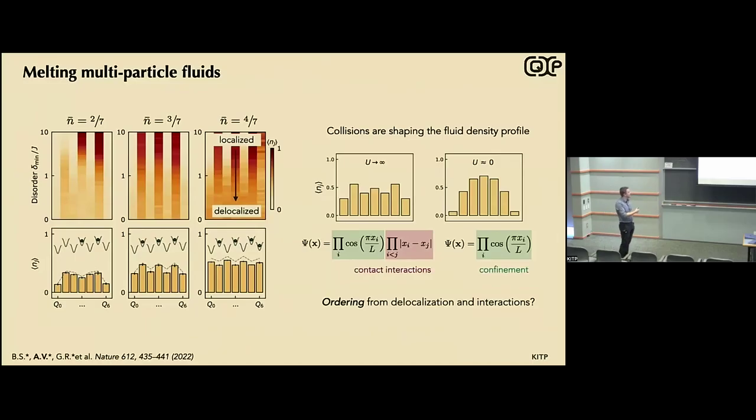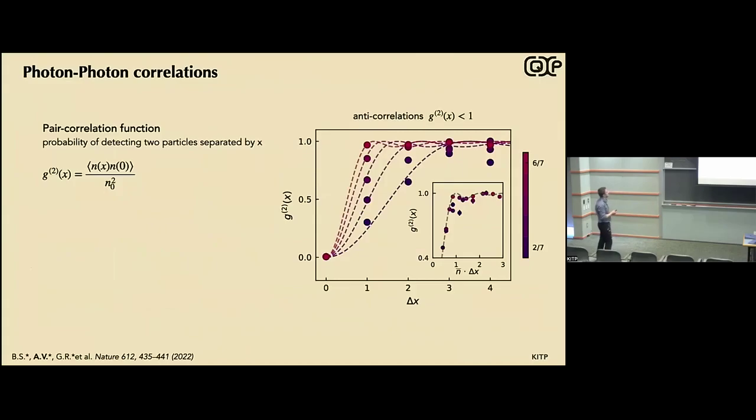But in terms of ordering, how can you probe what is the ordering of the photons as they delocalize and interact? Then you have to measure some correlation functions, some correlations between the photons. And this is where we measured the G2 pair correlation function, the probability of detecting 2 photons separated in the lattice by distance x. And here I'm showing you the data for the G2 as a function of different fillings, or different number of photons in our 7 sites. So these are represented by different colors, which I apologize if it's not super clear in this projector.